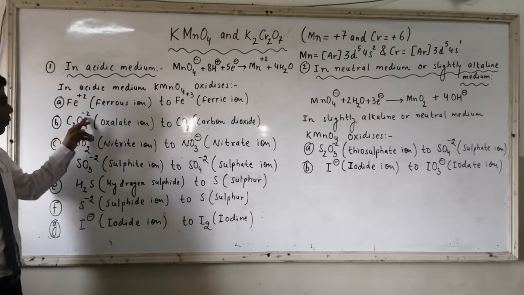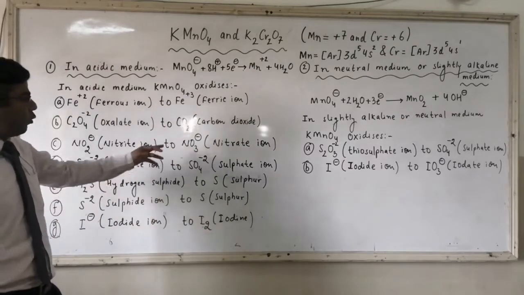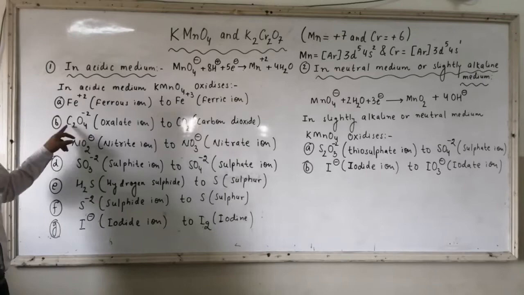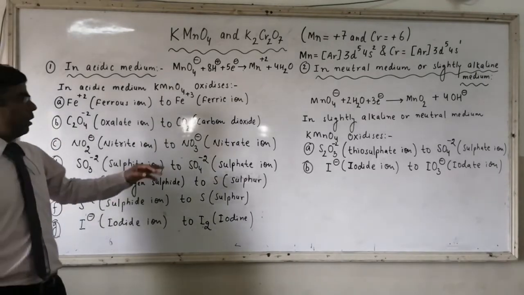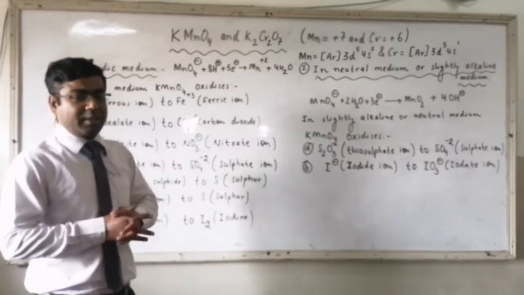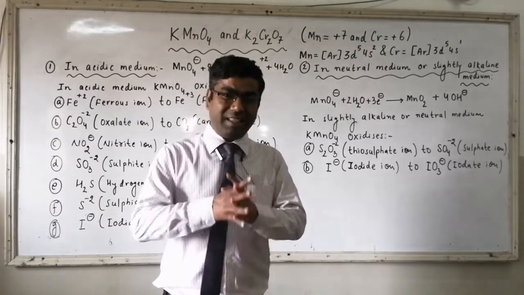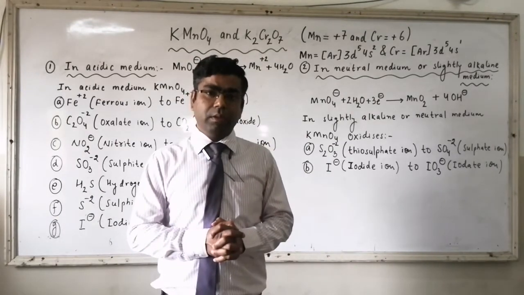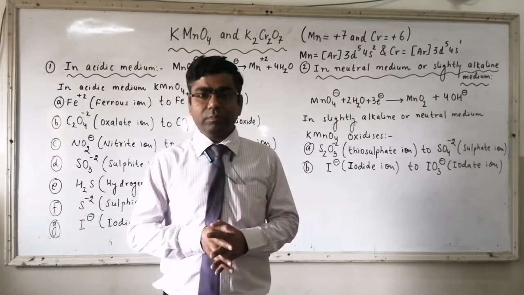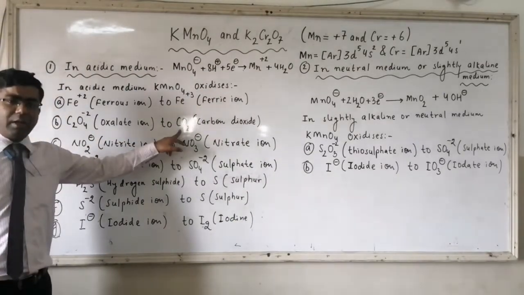Similarly, C2O4 2- ion, which is called oxalate ion, gets converted to CO2, that is carbon dioxide. In oxalate ion, the oxidation state of carbon is +3, and in carbon dioxide, the oxidation state of carbon is +4. So the +3 oxidation state of carbon gets converted to +4. An increase in oxidation state is there for the carbon atom, so it's called oxidation for oxalate or carbon. So C2O4 2- ion gets converted to CO2, that is called carbon dioxide.